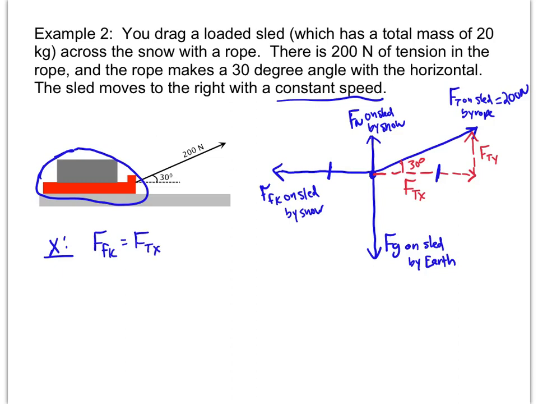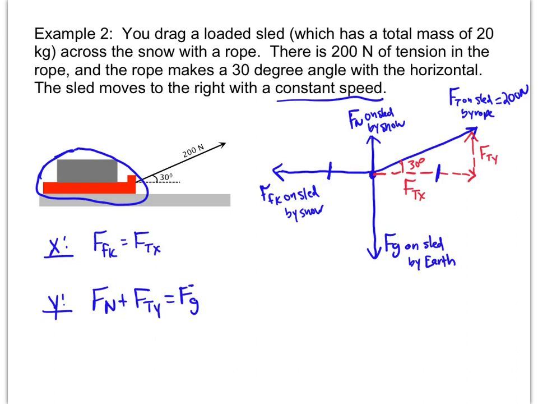And we've got something interesting going on here in the y direction. We've got three forces here. We've got the force of gravity, which points downwards, but we've got two forces that point upwards. So here we've got the normal force and Fty. So when we write our equation, we need to make sure that our equation reflects that. So let's do the forces that point upwards, which is Fn plus Fty. That's equal to the force of gravity, because the forces that point up have to be equal to the forces that point down.